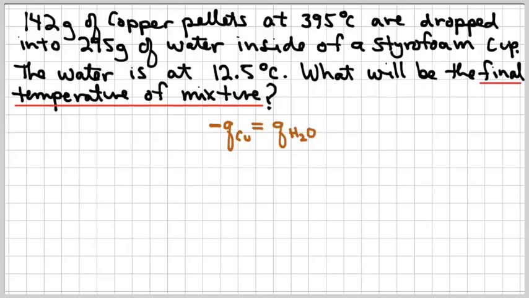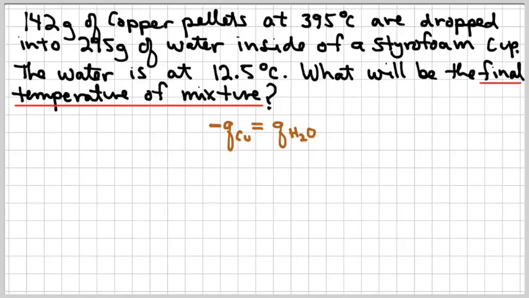Important though, very important, essential to solving these problems is remembering that even though their magnitude is the same, they're going to be opposite in sign. One is an exothermic process, it's losing heat. One is an endothermic process, it's gaining heat.